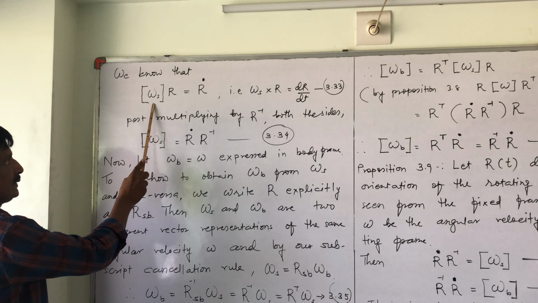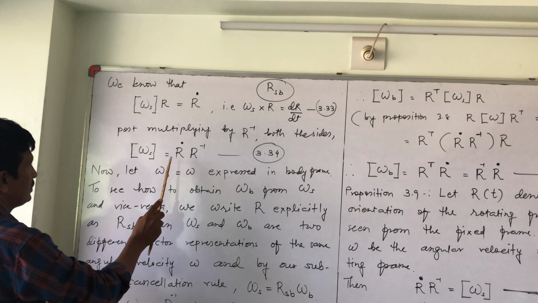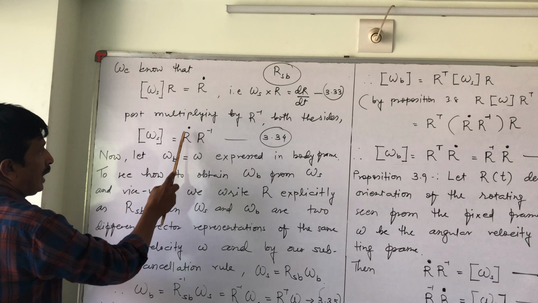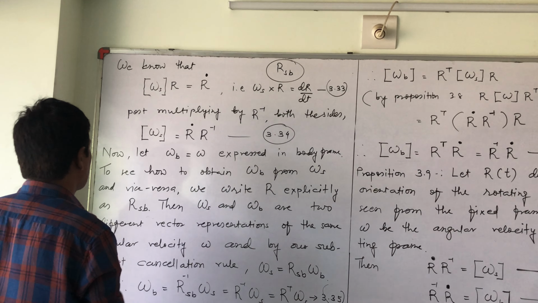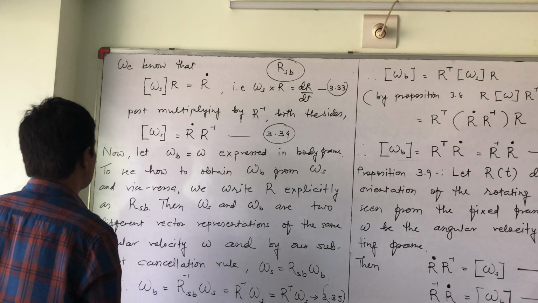Now post multiplying both sides by R inverse, so omega s into R inverse, that is I, equals R dot R inverse. This is equation 3.34. Now let omega B equal omega expressed in the body frame, to see how to obtain omega B from omega S and vice versa.